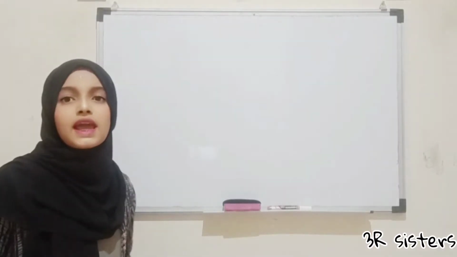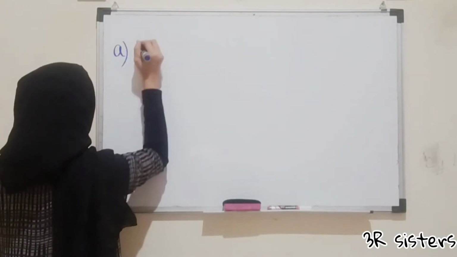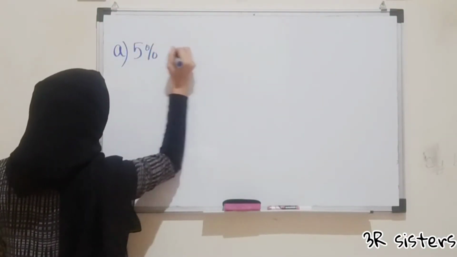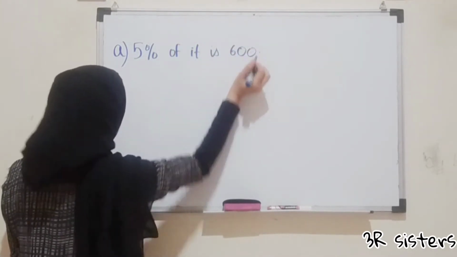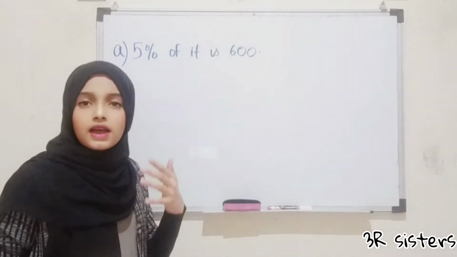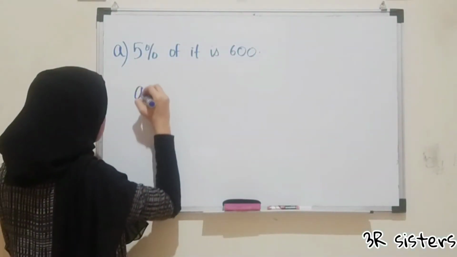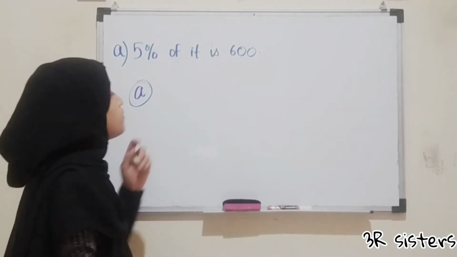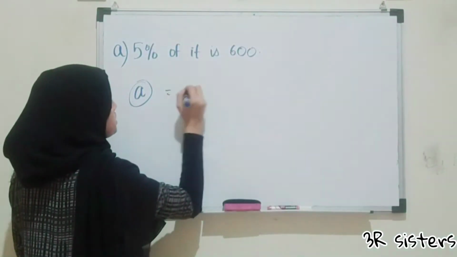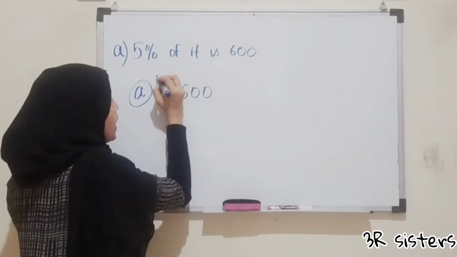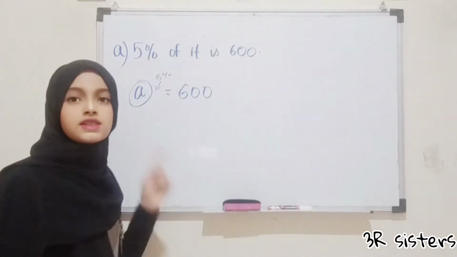So, what is the question? The question is: 5% of it is 600. Okay, there is a number which we don't know, an anonymous number. We have to find 5% of this number, and that is 600.